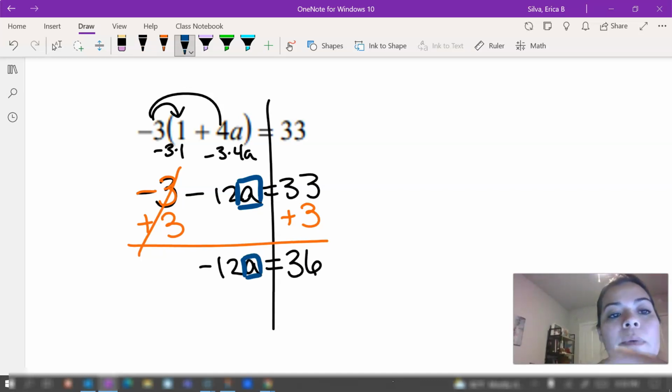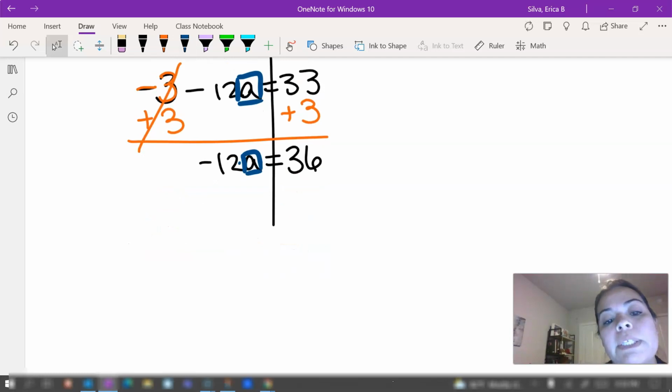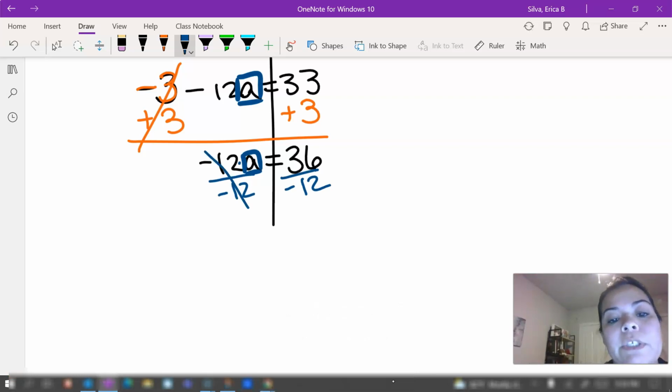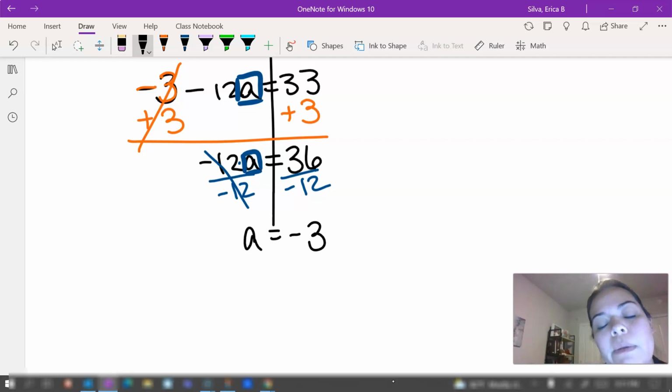Then with this a, we want to get rid of that negative 12. So the opposite of multiplying by negative 12, we divide by negative 12. This gives us 1a, and a is equal to negative 3.